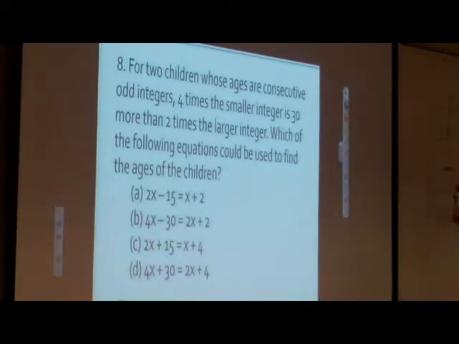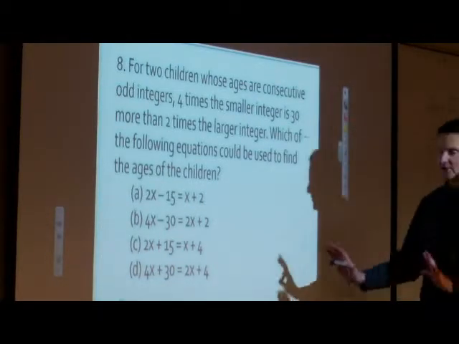So for 2 children whose ages are consecutive odd integers, whatever the heck that means, right? 4 times the smaller integer is 30 more, not 30 times more, 30 more than 2 times the larger integer. Which of the following equations could be used to find the ages of the children? All right, I'll give you a couple minutes to think about this. See if you can write some kind of equation for this.